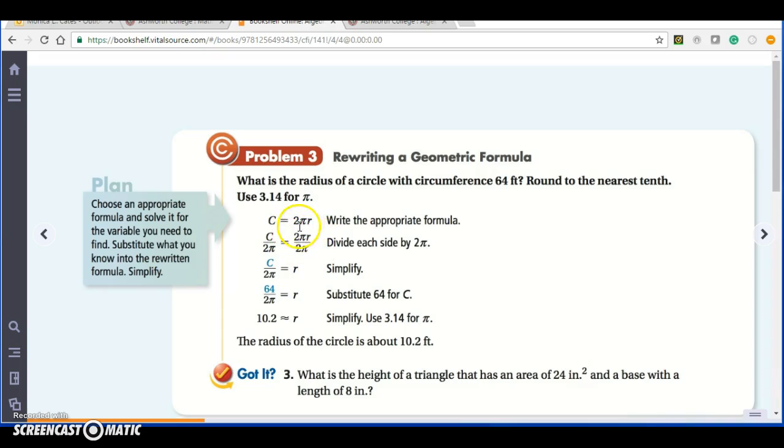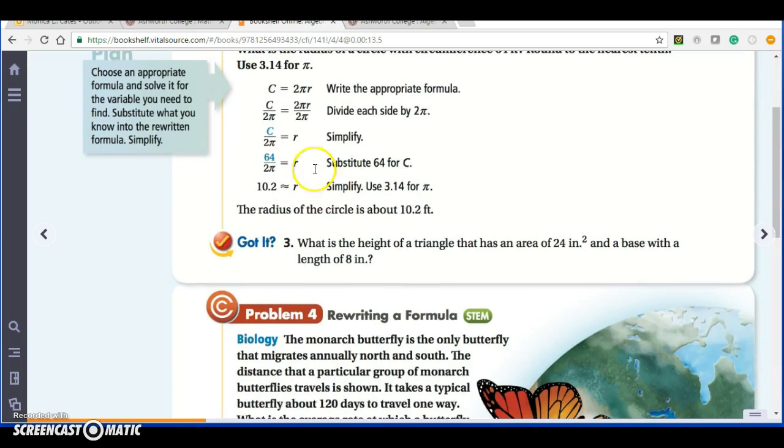Divide both sides by 2 pi to get r by itself. And I get C over 2 pi. I know the circumference is 64, so I plug that in. And I know pi is 3.14. So I have 64 divided by 2 times 3.14. And I get around 10.2. So the radius of the circle is about 10.2.